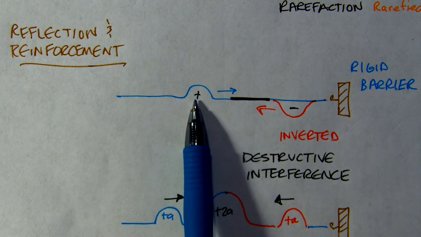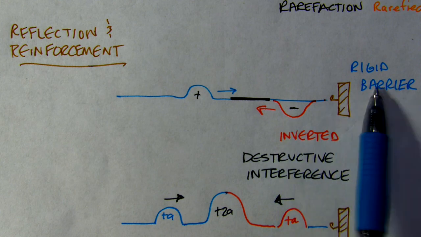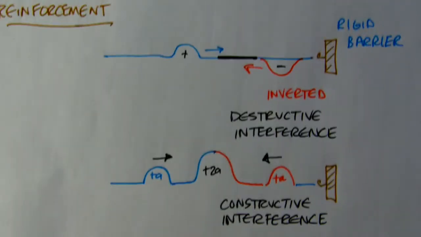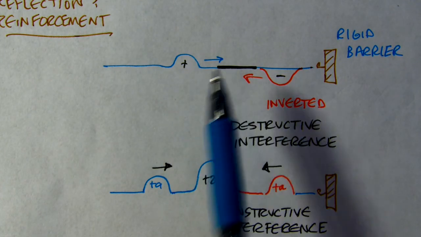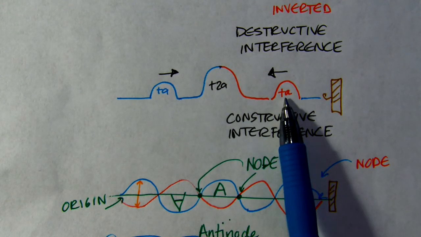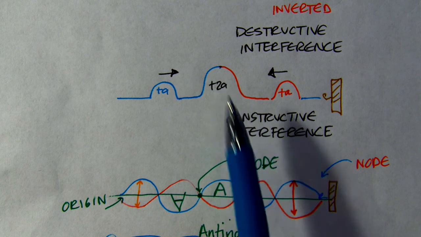A little pulse here strikes a barrier and it comes back upside down, or inverted. That happens when the barrier is rigid. Okay. If they should meet together at the same place here, a plus and a minus would cancel out. But two pluses, if they came back together, right, they would construct, they would build, they would grow. And so that's called constructive interference.